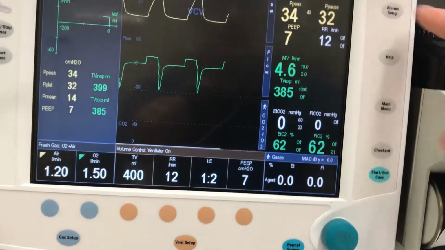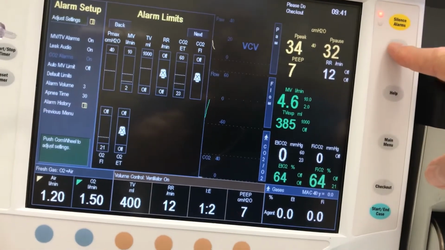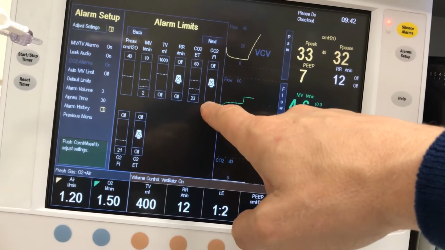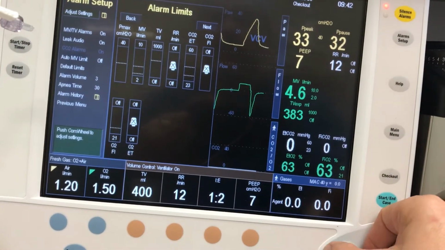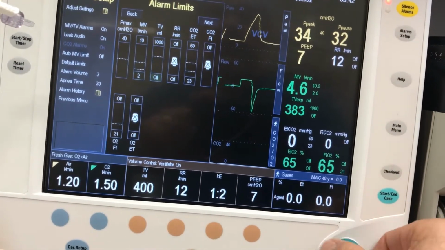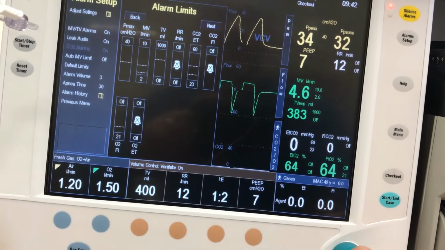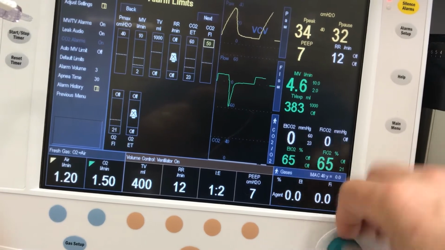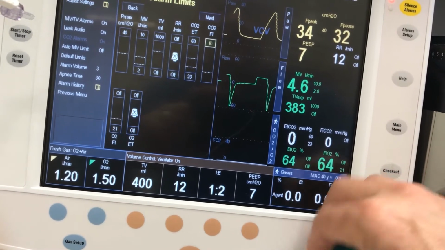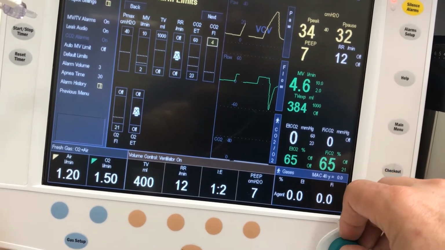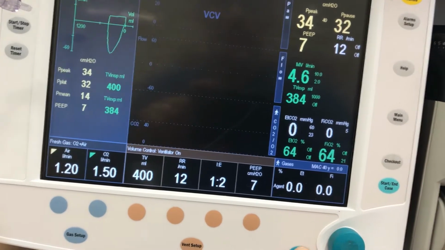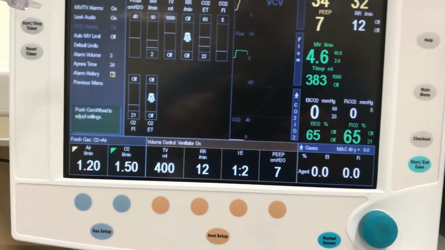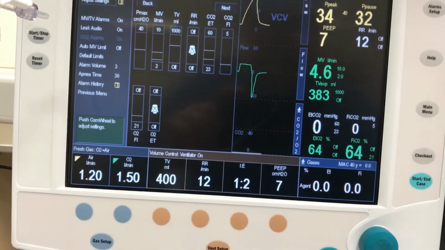We have multiple alarms that can be set through here. One of the things we'll want to make sure is that we actually have an inspired CO2 alarm setting so that if the CO2 gets exhausted, we know about that, so we'll set that at about 5% or 5 millimeters of mercury. And there's inspiratory pressure alarms, tidal volume alarms that we can all have set.